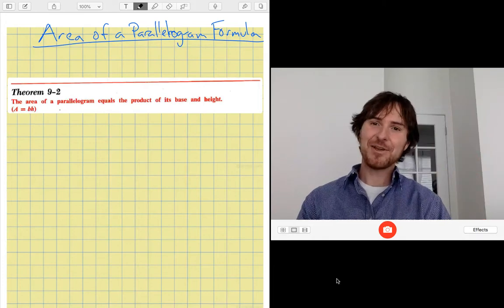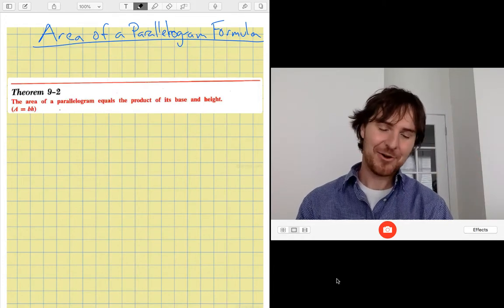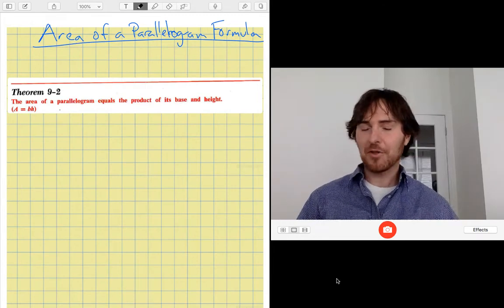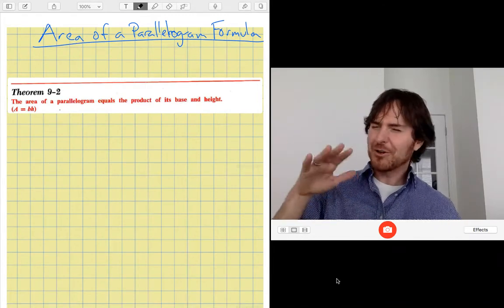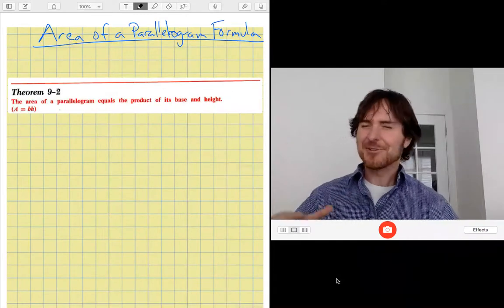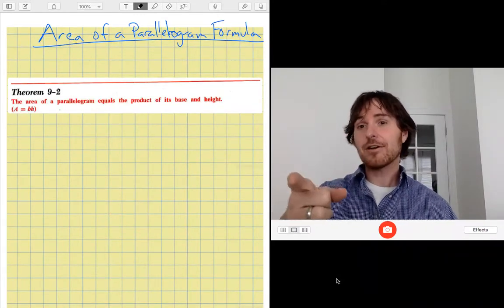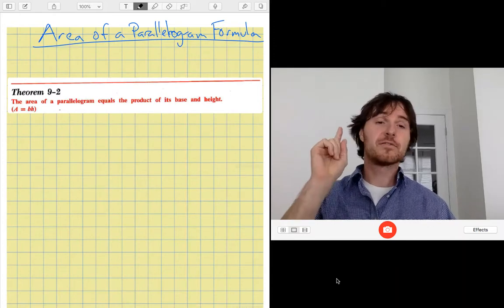Right, next up we have the area of a parallelogram formula. So now we've played around on the floor a little bit, and we're thinking about crawling with some of these area formulas, in terms of seeing where they're coming from. The area of a parallelogram equals the product of its base times height.